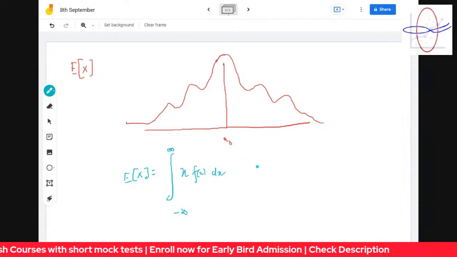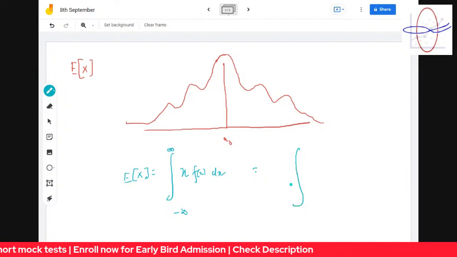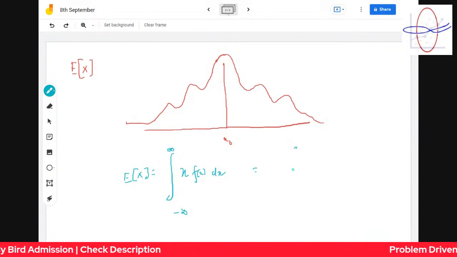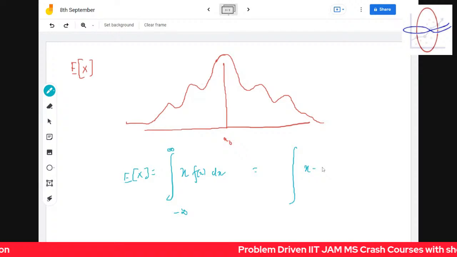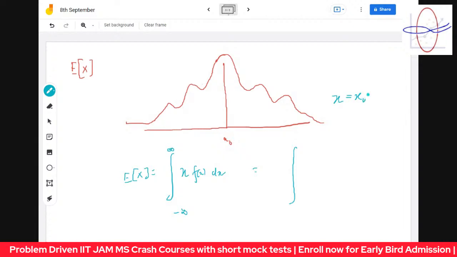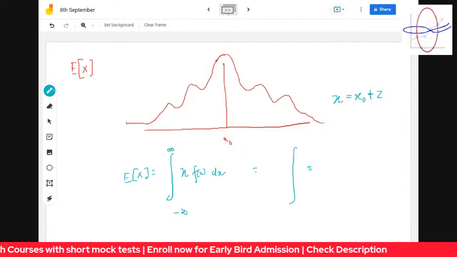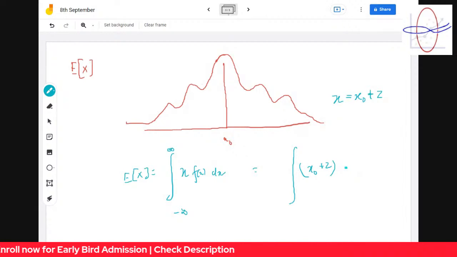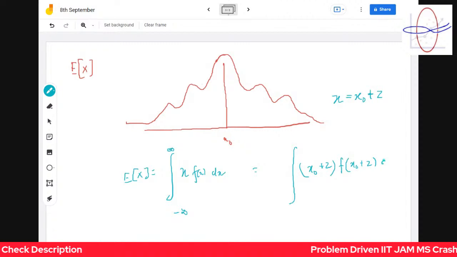What will this be equal to? You can understand that x is around x naught, so we do a small variable change: we replace x by x equals x naught plus z. Therefore dx equals dz remains the same, and f of x becomes f of x naught plus z dz.